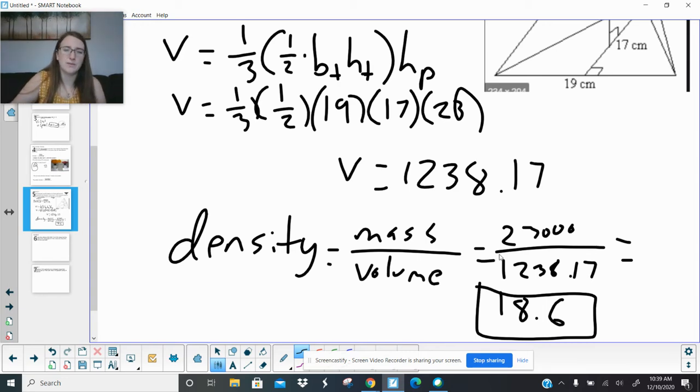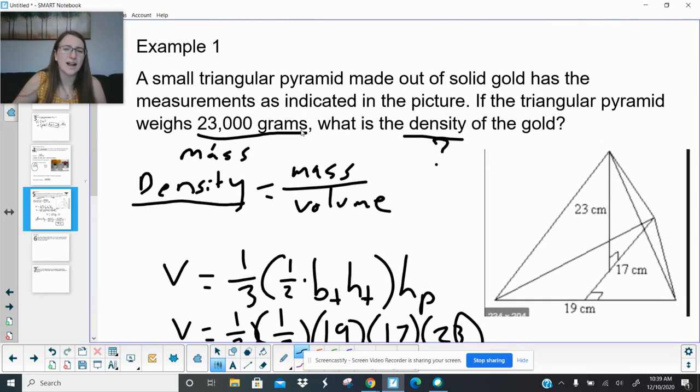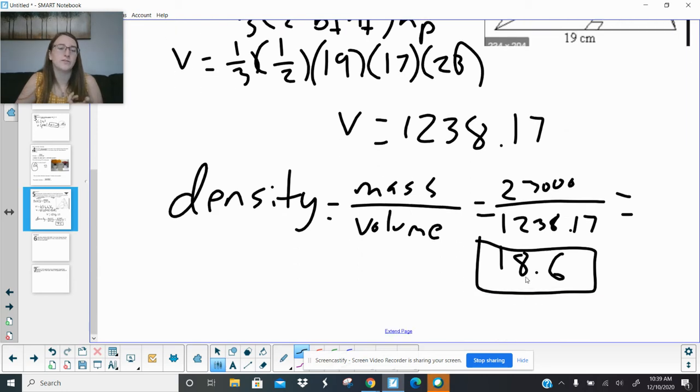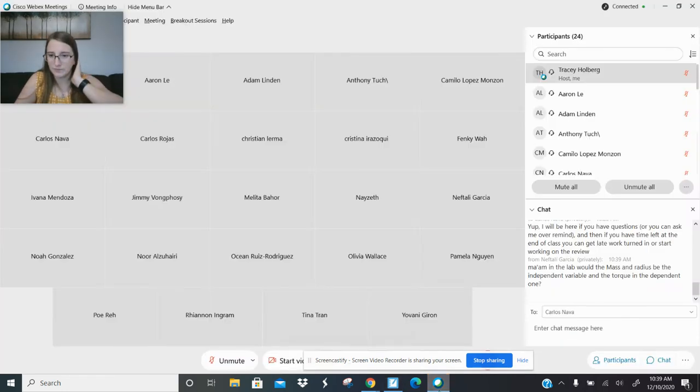Now again, we have to keep in mind that these units are grams and centimeters. We could do different measurements. If we did inches and pounds, we would get a different number. So we just want to keep that in mind.